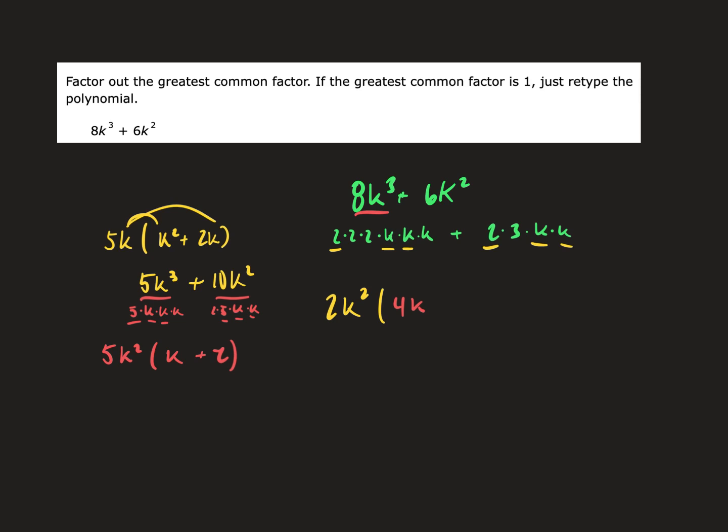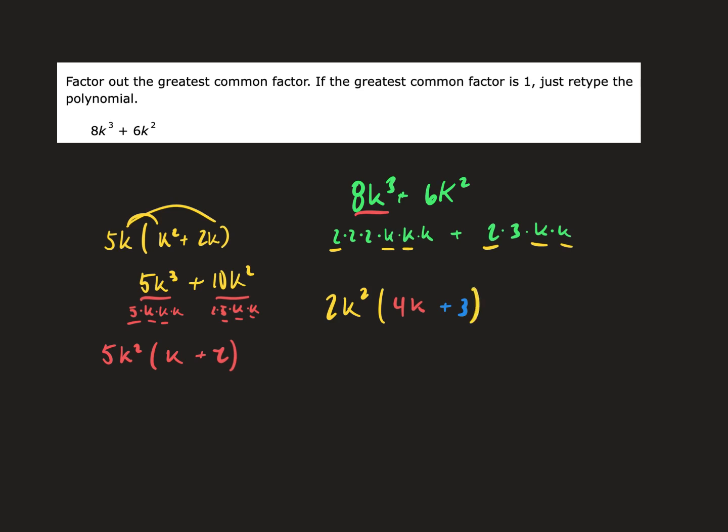And then the other side, it would be 2k squared times what is 6k squared. So to go from 2 to 6, I would need a 3. That's a positive 3. And to go from k squared to k squared, I don't need anything, so I don't need any more k's. So it's actually done right there. So this would be the factorization of that.